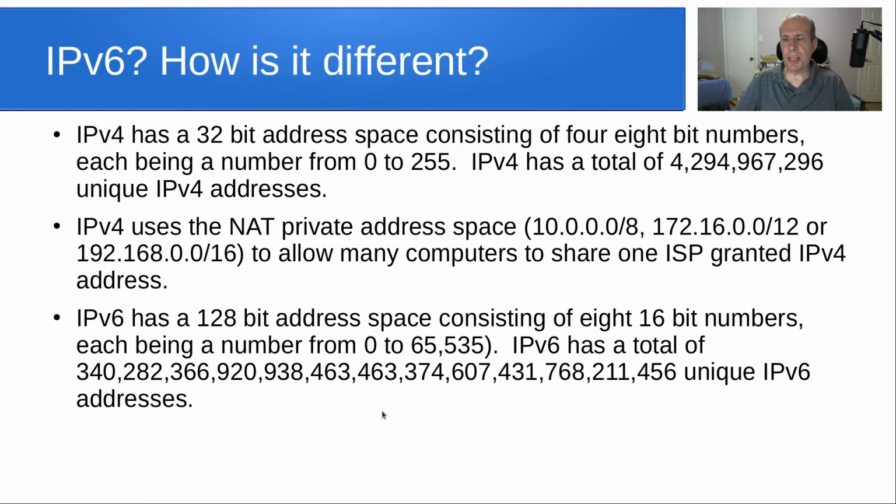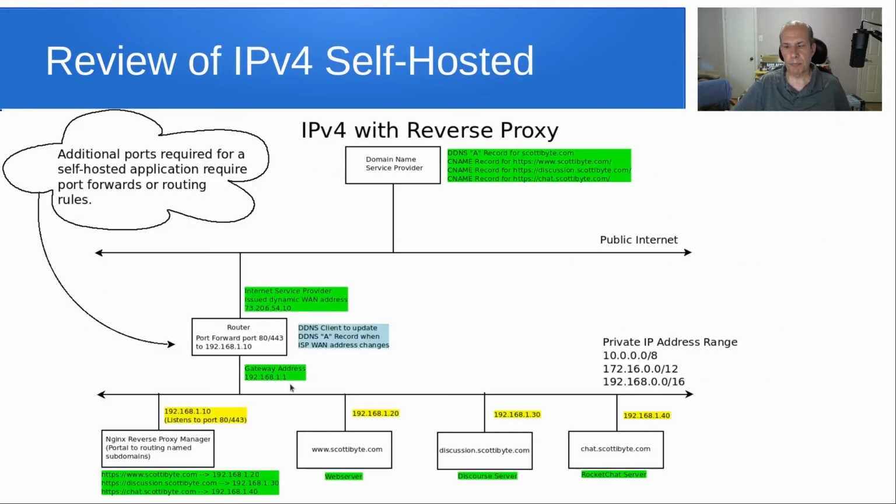So IPv6 has a 128-bit address space consisting of 16-bit numbers, each being a number from 0 to 65,535. And IPv6 has a total of, and I'm not even going to try to read that number, just let us say that it's at least a large enough number to provide an address for every grain of sand everywhere on Earth, and that probably still isn't a big enough number. But that's the number of unique addresses that IPv6 offers.